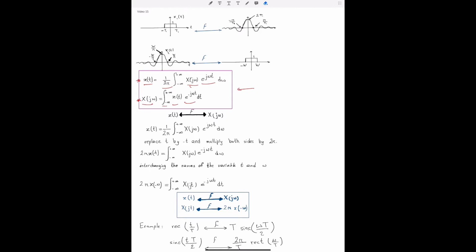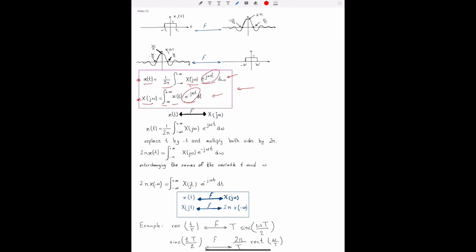And as you can see, these two integrals have a similar format, where the functions are being multiplied by complex exponentials and then integrated over d omega or dt. And so this creates a dissimilarity, and brings some interesting things to the Fourier transform.